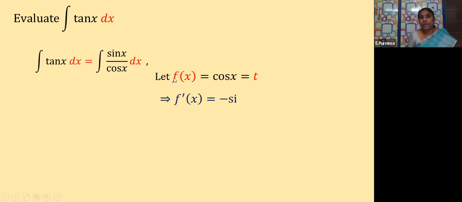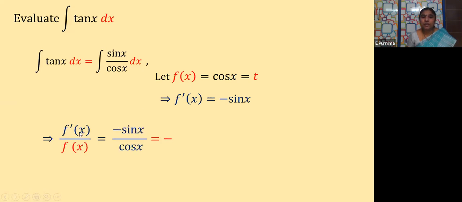I'm trying to differentiate that. That is, f dash x is equal to minus sin x. So what are you getting here? f dash x by f of x is equal to minus sin x by cos x. f dash x value is minus sin x we got, and f of x is our cos x according to our assumption. Sin x by cos x is tan x. So minus sign, if I'm writing here, that is minus tan x. So f dash x by f of x is equal to minus tan x.